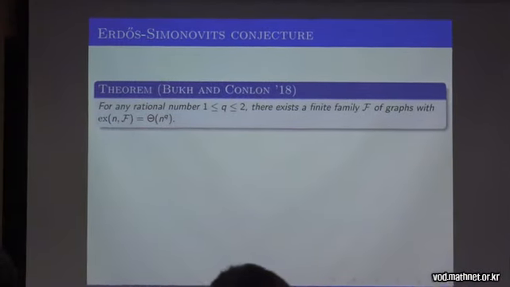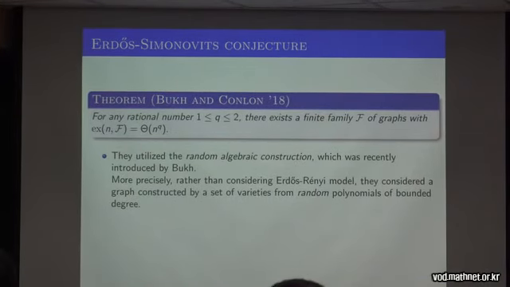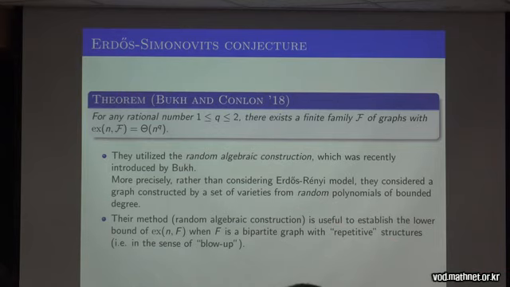I will leave some remarks on the result of Bukh and Conlon. To prove their theorem, they use the so-called random algebraic construction, which was recently introduced by Bukh. In general, when you consider some random construction, many people rely on the Erdős–Rényi model of random graphs, but instead of using it, they considered a graph constructed from a set of algebraic varieties from random polynomials of bounded degree. Their method is quite useful to establish the lower bound of the extremal number when F is bipartite and has some repetitive structure in the sense of blowup, which I will explain later.